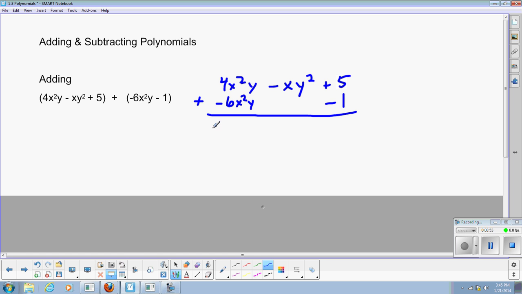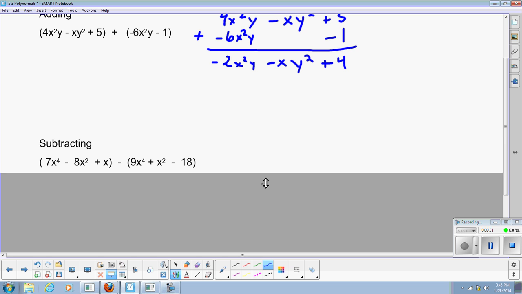Well, that will be a negative 2x squared y. There is nothing here to add for the middle term, so I just copy down minus x y squared. And then I have 5 plus negative 1 plus 4. And now I've added together these two polynomials, this trinomial and the binomial. So for addition, you're going to add up your like terms, one up on the other, so we'll put it in a vertical format, and then you will add together the like terms to find your final answer.